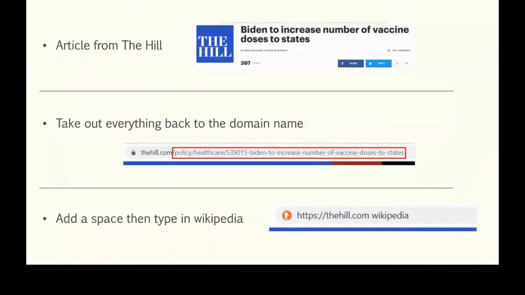So now I'm going to show you the Wikipedia trick. I found an article in a publication called The Hill. I personally don't know this source, so I'll go to the browser bar and I take out everything after the initial domain name, including the slash that's there. And then I add a space and I type in Wikipedia. Then I hit enter or return on my keyboard, and the search is going to float the Wikipedia page at the top of your page's results.